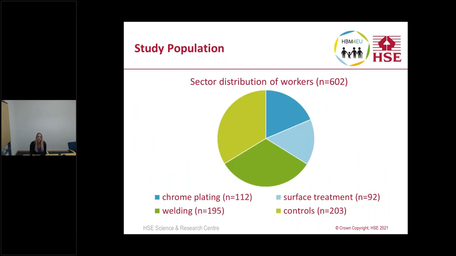So this is just showing the distribution of the different workers. So 602 workers were sampled altogether. 203 of those formed the comparison control group. Then you can see we've got 112 chrome plating workers, 92 surface treatment workers, and 195 stainless steel welders.